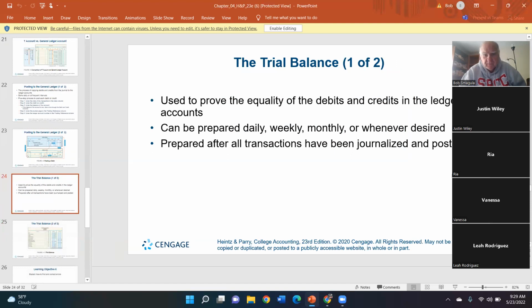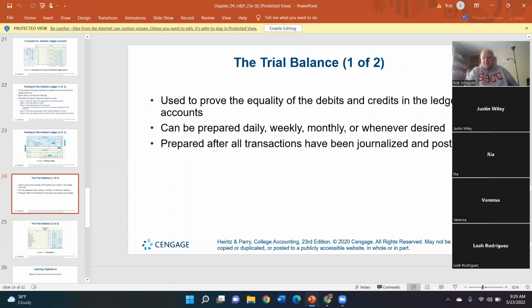Okay. We're back to Mr. Trial Balance, and this is a very important document. It proves that your debits equal the credits. And they're saying it can be prepared daily, weekly, monthly, or whenever desired. I've never been with a company that ran the trial balance other than at month end.